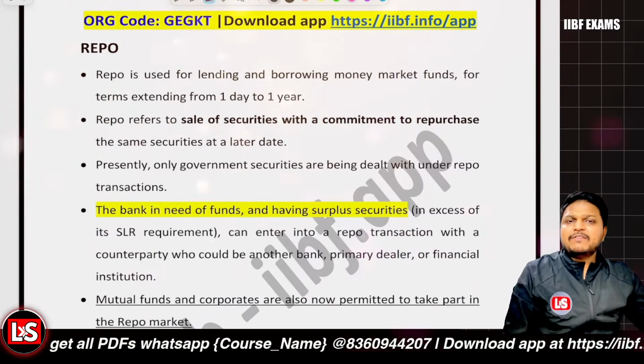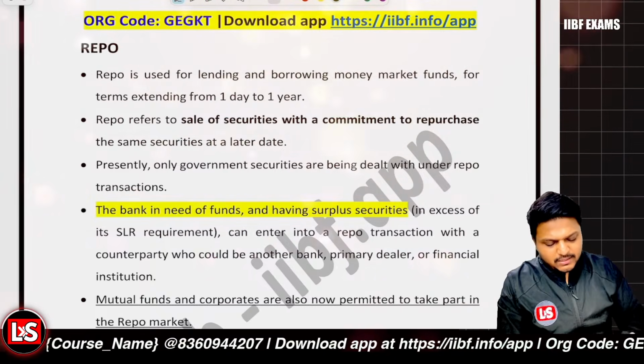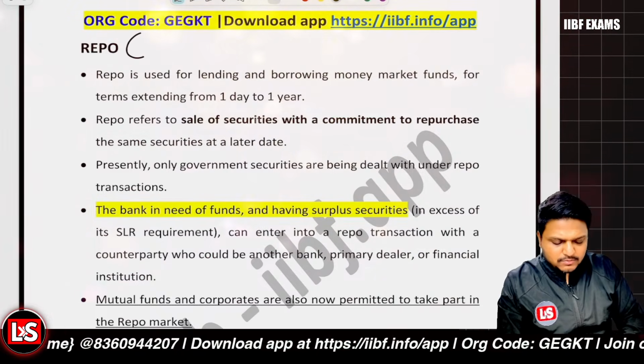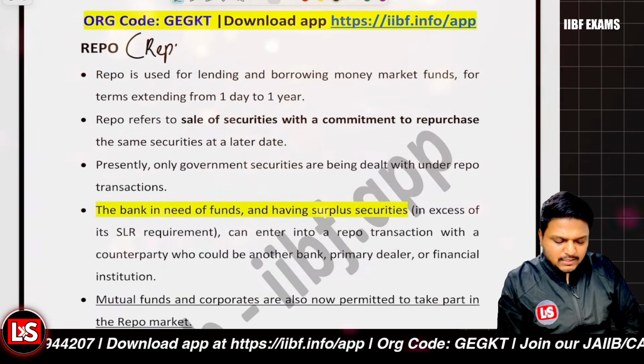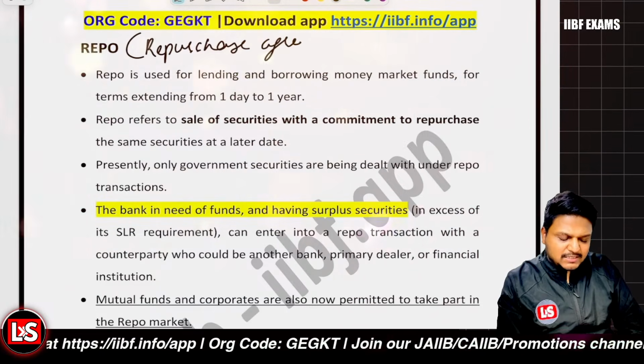The next topic that we are going to cover is the repo. It's about the repo. And what is repo? It is said to be the repurchase agreement.